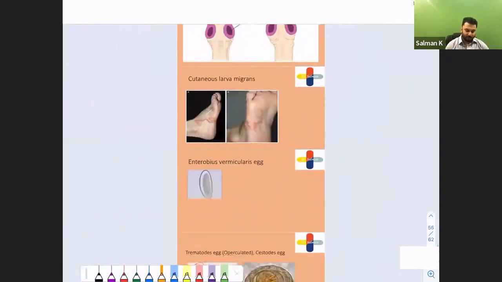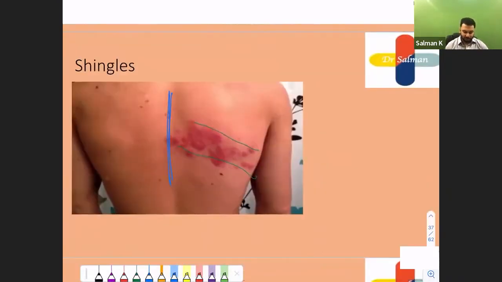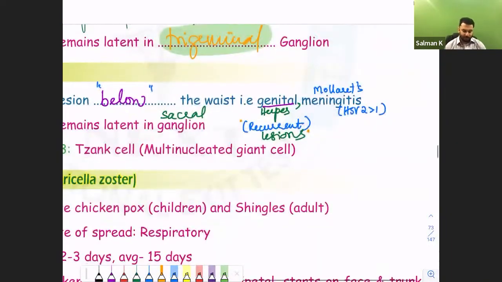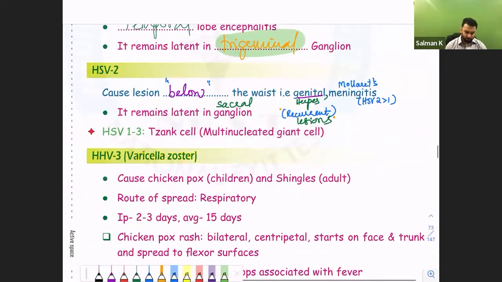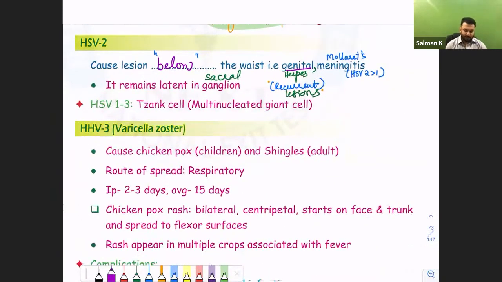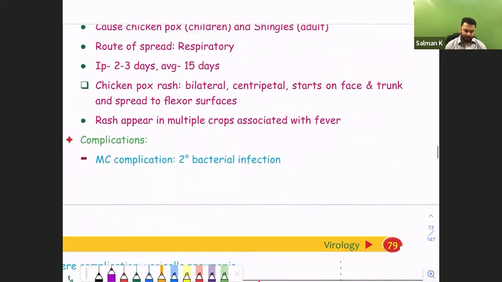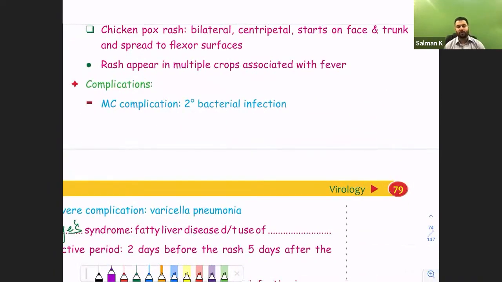How about this image if I show you? Shingles is a unilateral rash that involves dermatomes, which you should be knowing here. Now just see here. This is the varicella zoster virus causing shingles in adults and chickenpox in children.